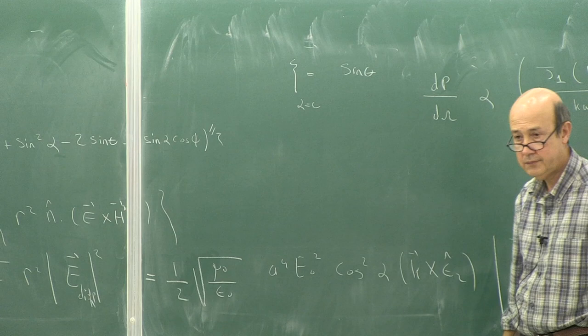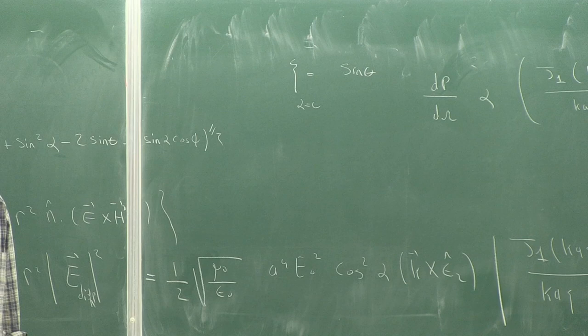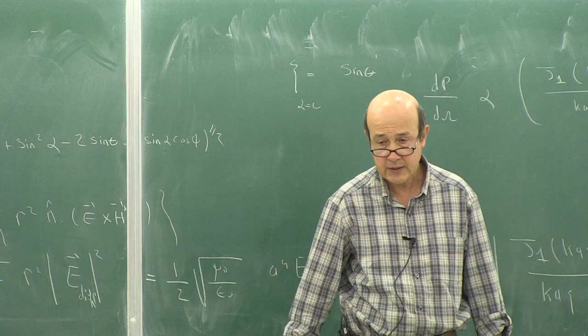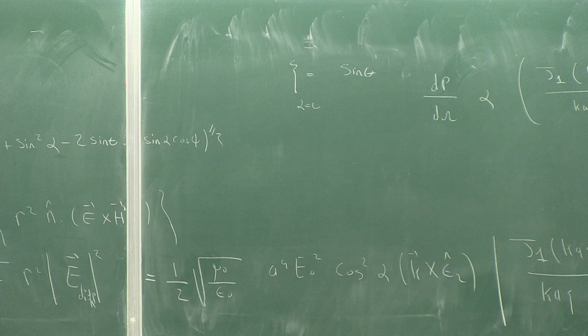If you investigate this Bessel function, what is the Ka? Ka is the diameter of the circular aperture times 2 pi over wavelength. So Ka is generally a number greater than 1, because the scale of the aperture is greater than the wavelength. Suppose that these are the waves, and that is the wavelength lambda.